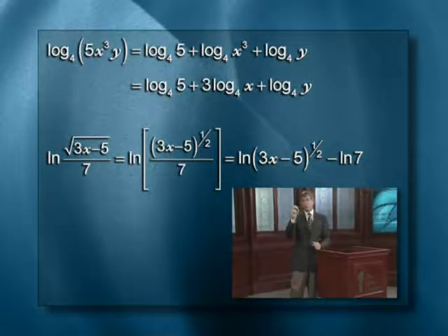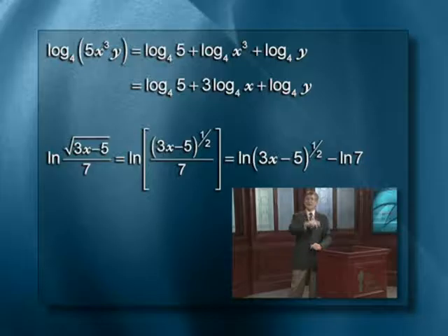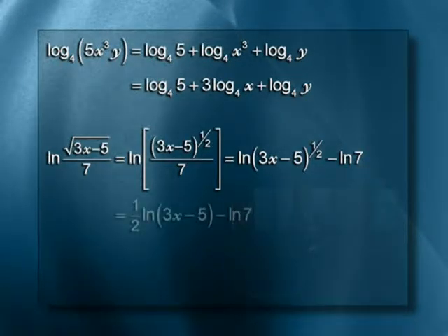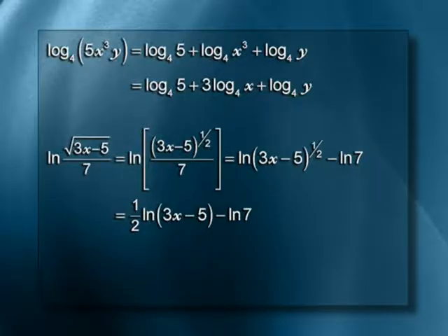Okay, can we do more? Yeah, that 1/2 can motor into the front, and we get 1/2 log 3x minus 5 minus log 7. You might notice that I say log, sometimes I say natural log, sometimes I say log base a. The bottom line is, in the context of the problem, you'll know what base we're dealing with. It's as long as the same base throughout the problem.